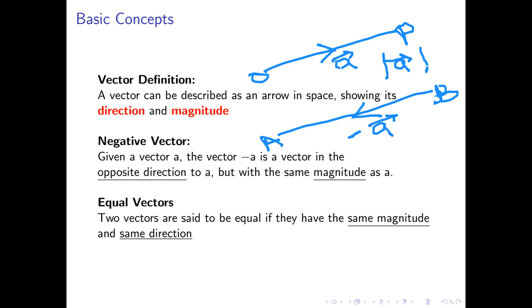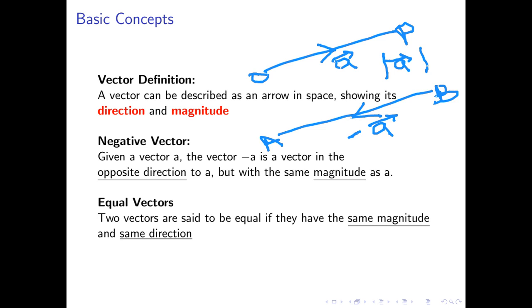So we are given a vector A. The vector which is the negative of A is a vector in the opposite direction. And remember, we always indicate the direction with this triangle. But it's going to have the same magnitude as A. That is, it's going to have the same length as A. However, the direction is the only thing that is going to differ from A. That is the negative vector of A.